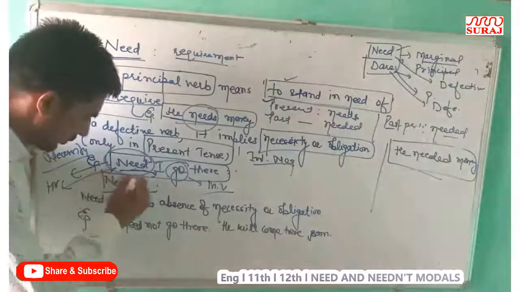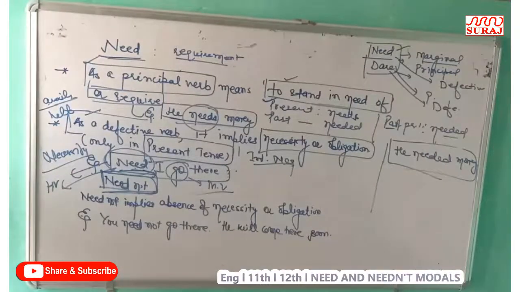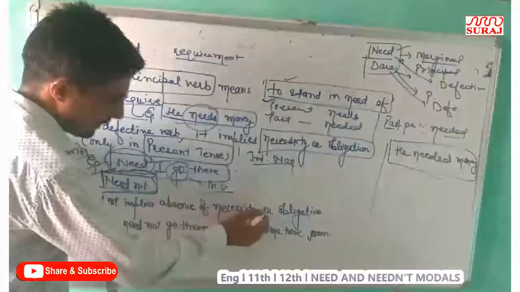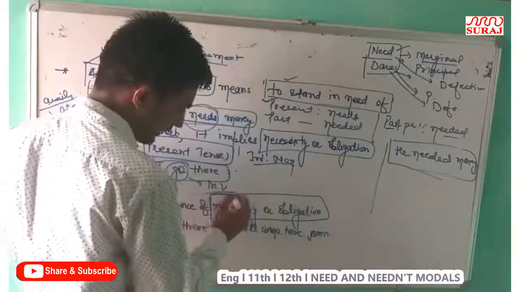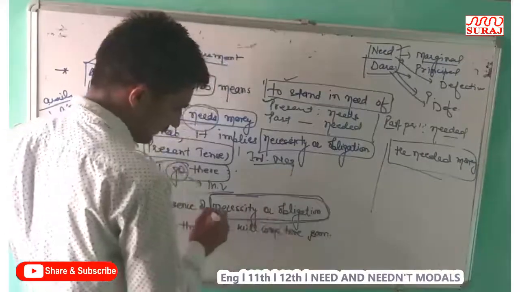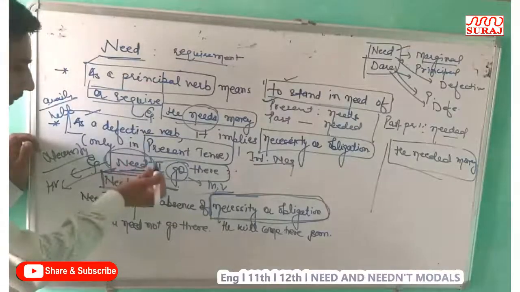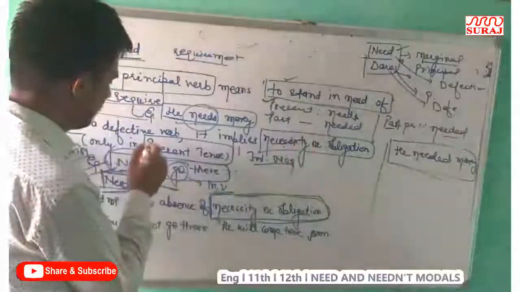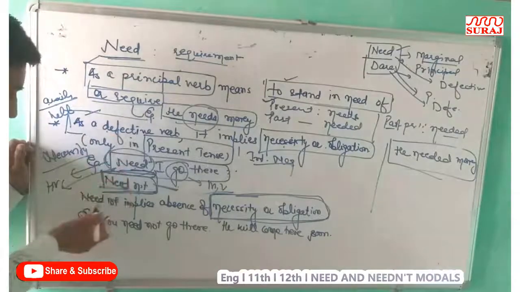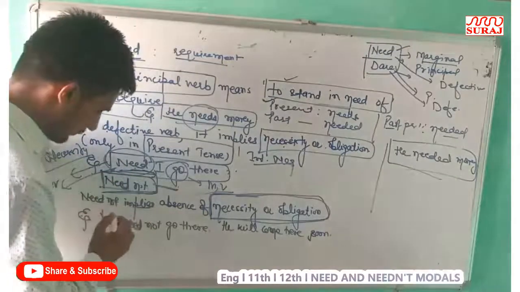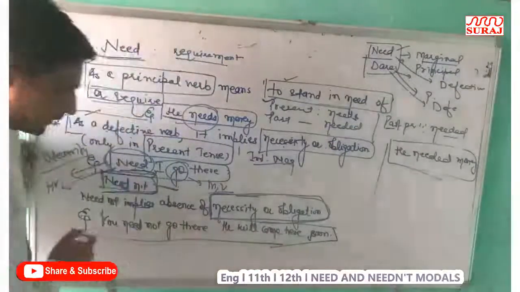Next one is need not. In some circumstances we can use the modal need not. Need not implies absence of necessity and obligation. No need, no necessity and obligation. It means there is the modal need not, and there is also need implying necessity and obligation, where we can use need as a defective verb. For example, he will come soon. It means you need not go there.